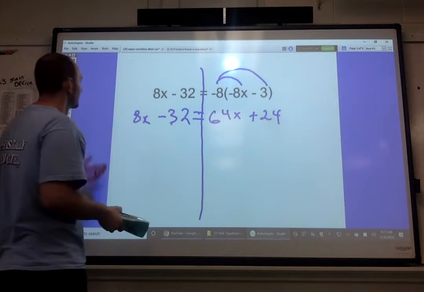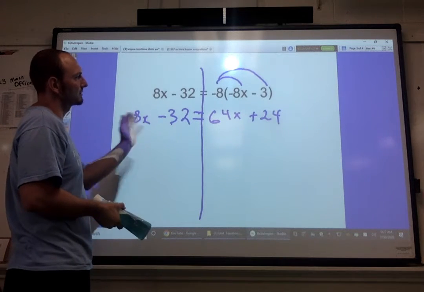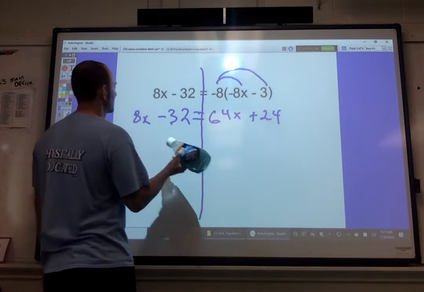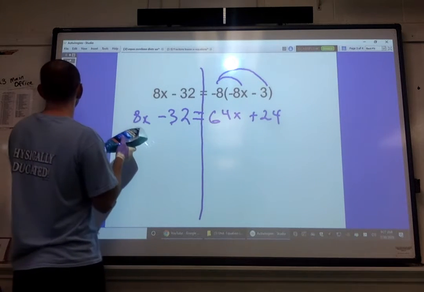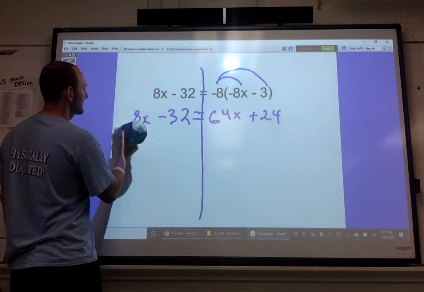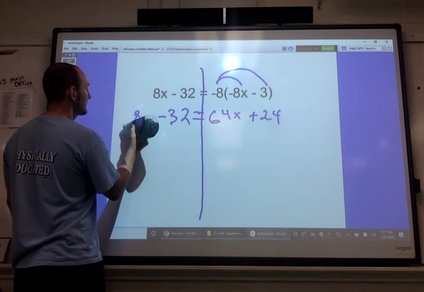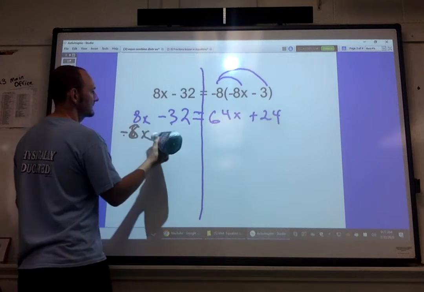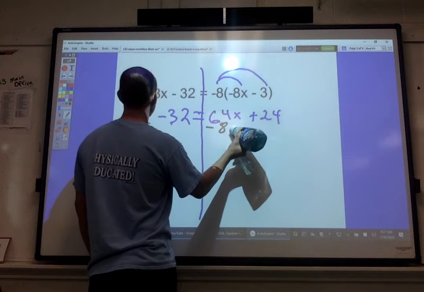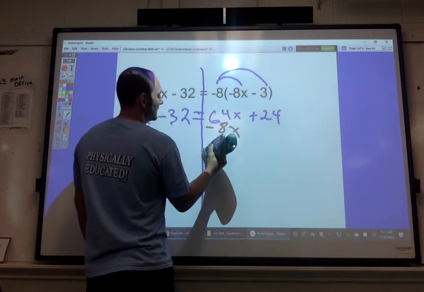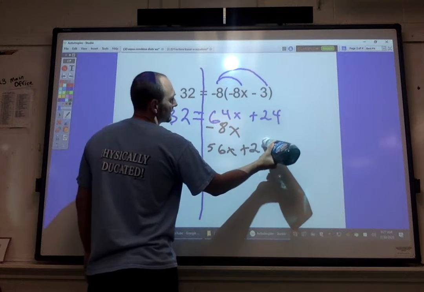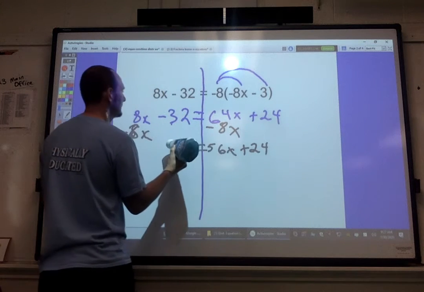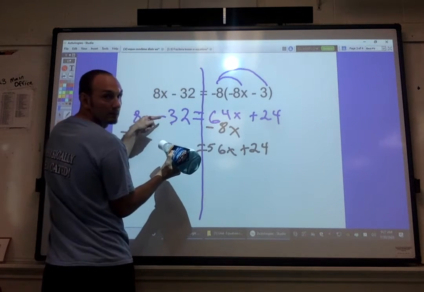Alright. Variables on both sides, there's no like terms. Oh, this is going to be an easier one. I can minus that or minus that. I'm going to subtract the 8x's so everything stays positive. Minus 8x. Minus 8x. 56x plus 2 is equal to a negative 32.